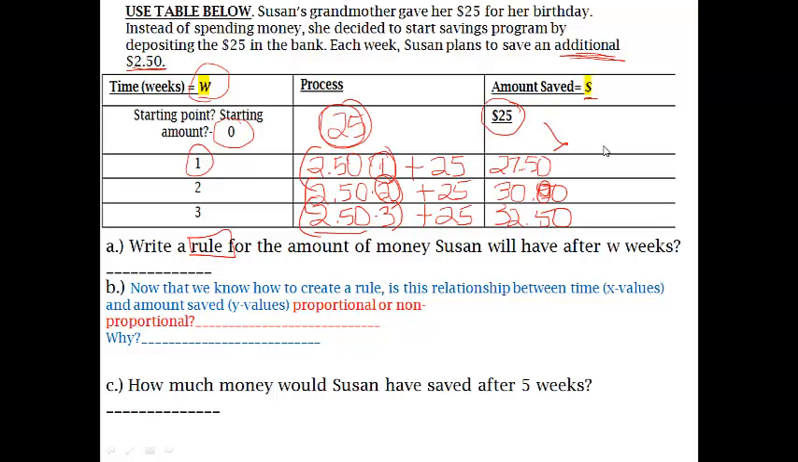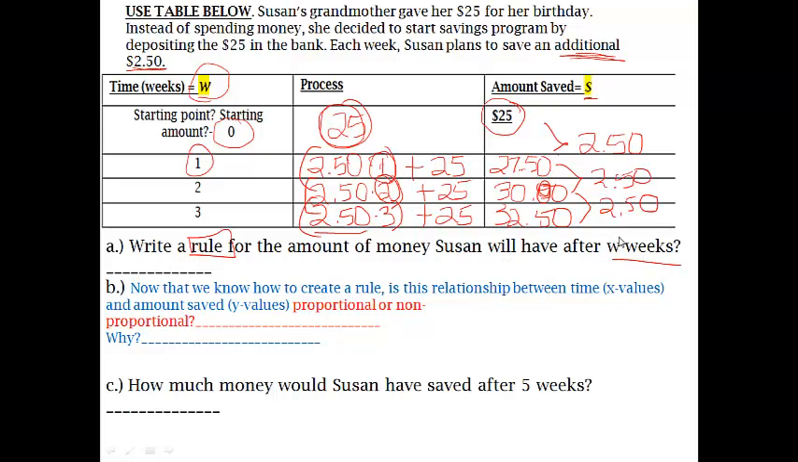Good. We have a rate of change. And this is each time we add $2.50. Makes sense, right? Because each week we save, we put in an additional $2.50, because we started with $25. All right, so let's write a rule for the amount of money Susan will have after W weeks.